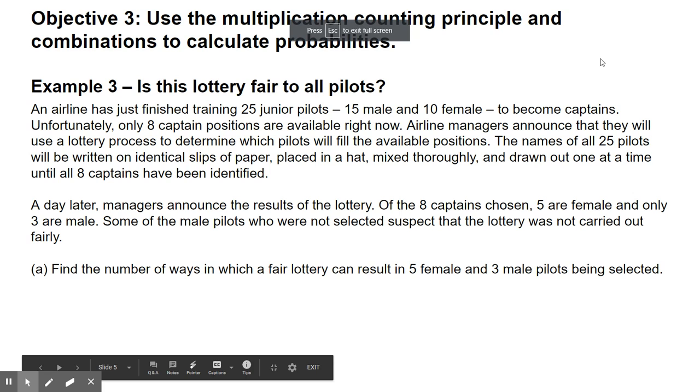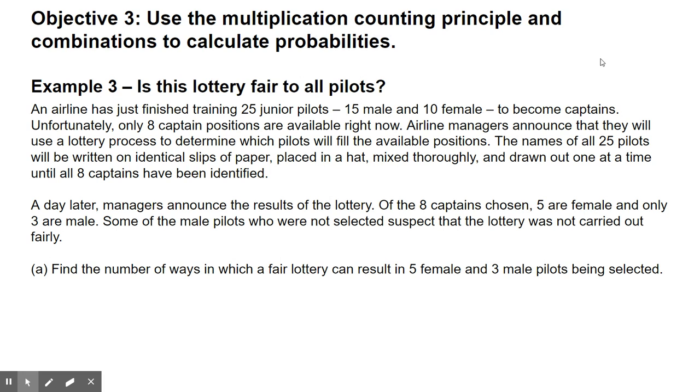All right, objective 3 here. Again, let's get right into the example. Example 3: is this lottery fair to all pilots? An airline has just finished training 25 junior pilots, 15 male and 10 female, to become captains. Unfortunately, only 8 captain positions are available right now.